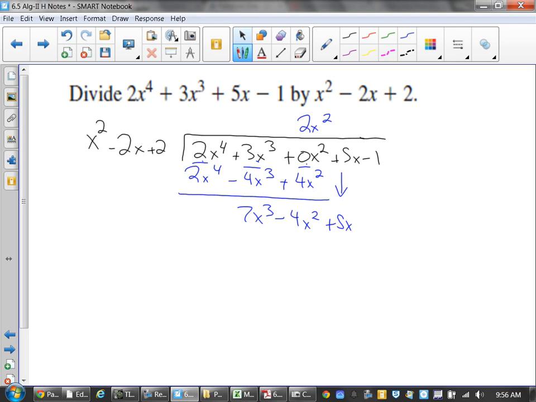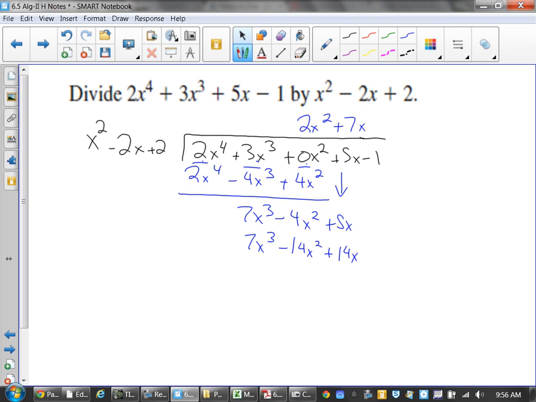Are we trying to turn the x squared into the 7x? Yes. You want it to turn into the exact same value. You don't want to make it the opposite sign. You always want it to be the same value because you will be subtracting in a second. So multiply by 7x. So I have 7x cubed minus 14x squared plus 14x.